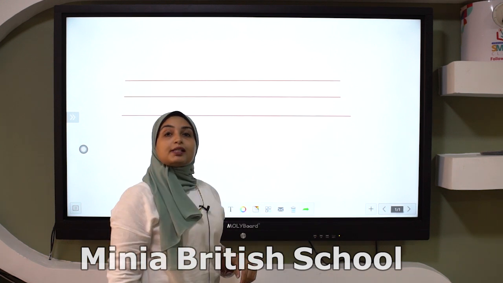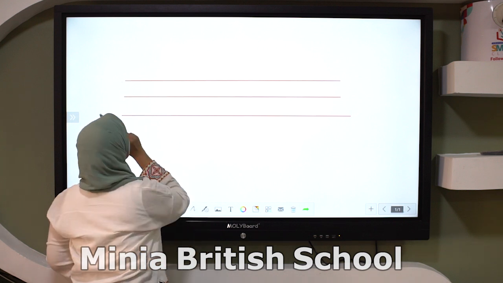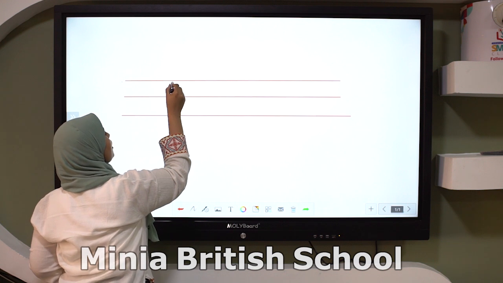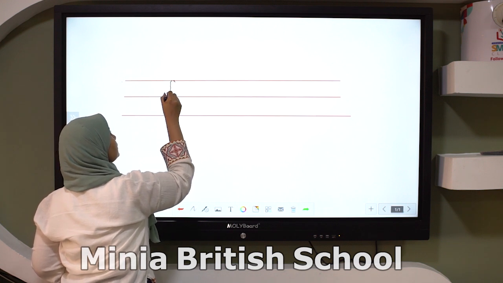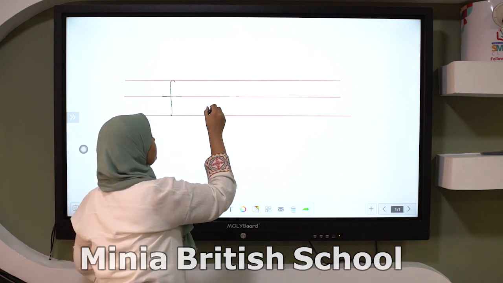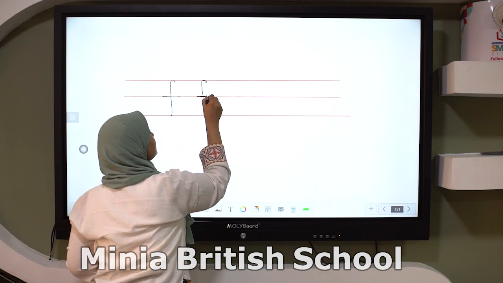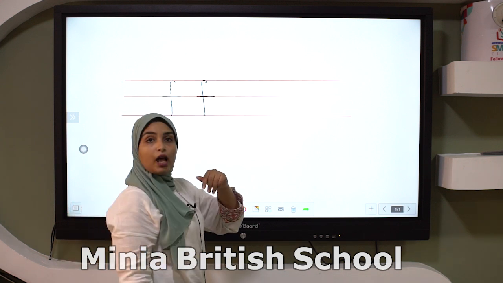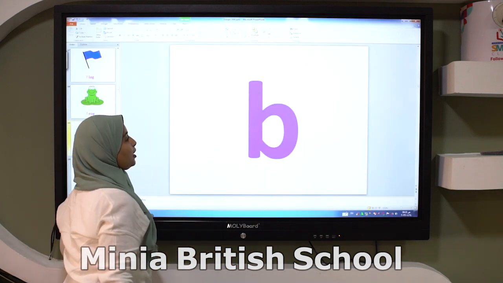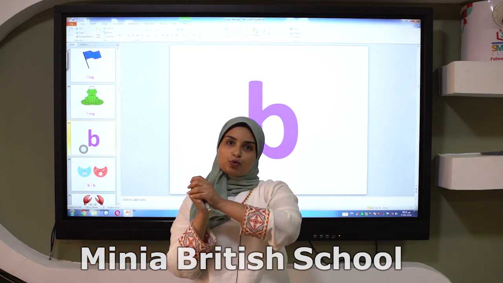When we write sound, we will start from line number 1. We will start from line number what? 1. Round, down, left and cross. Again, KG. Round, down, left and cross. So, what is the sound? Let's see. I know the sound. Called ba. Do the action with me, please.